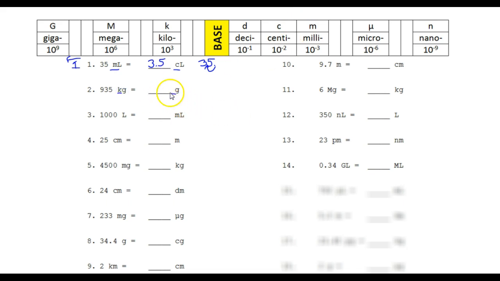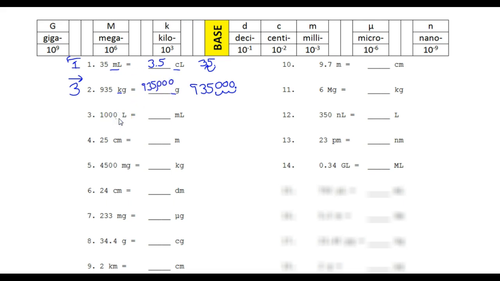Going from kilo to base, now there is no unit right there, which means that it's going to be base. Kilo to base is going to be 1, 2, 3 to the right. So 935, the decimal point's at the end, so move it now 1, 2, 3. Essentially, I'm just tacking 3 zeros onto the end of that there. So that becomes 935,000.